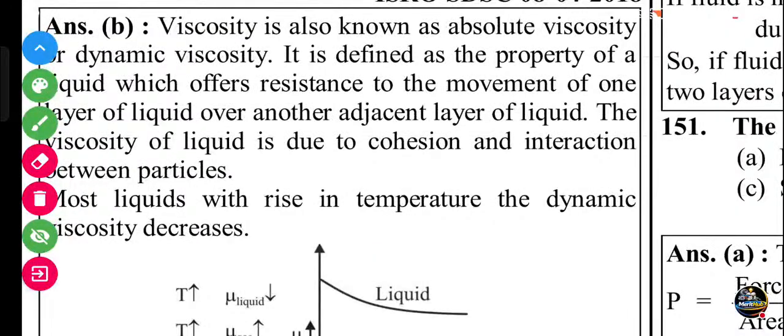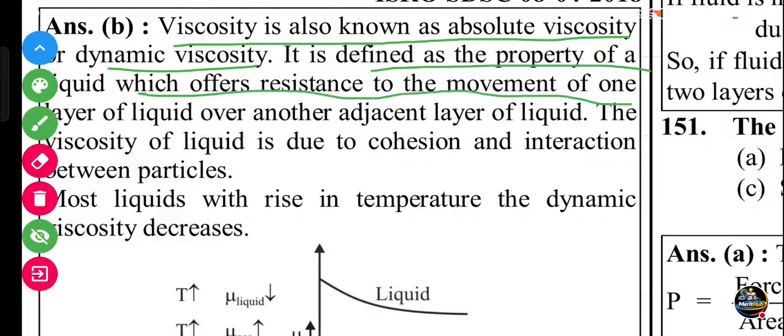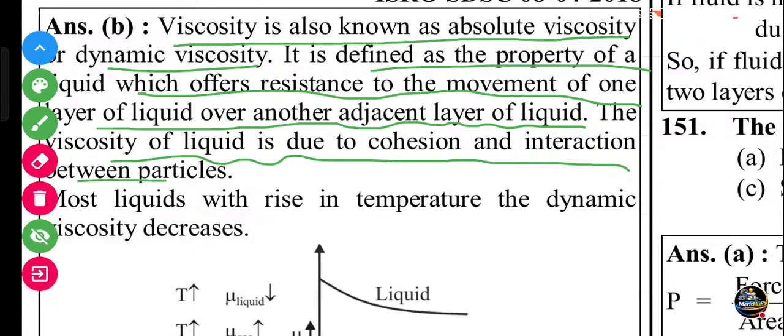Explanation, you can read this. The dynamic viscosity is also known as the absolute viscosity. It is defined as the property of a liquid which offers resistance to the movement of one layer of the liquid over another adjacent layer of the liquid. The viscosity of liquid is due to the cohesion and the interaction between the particles. For most liquids, with the rise in the temperature, the dynamic viscosity decreases.